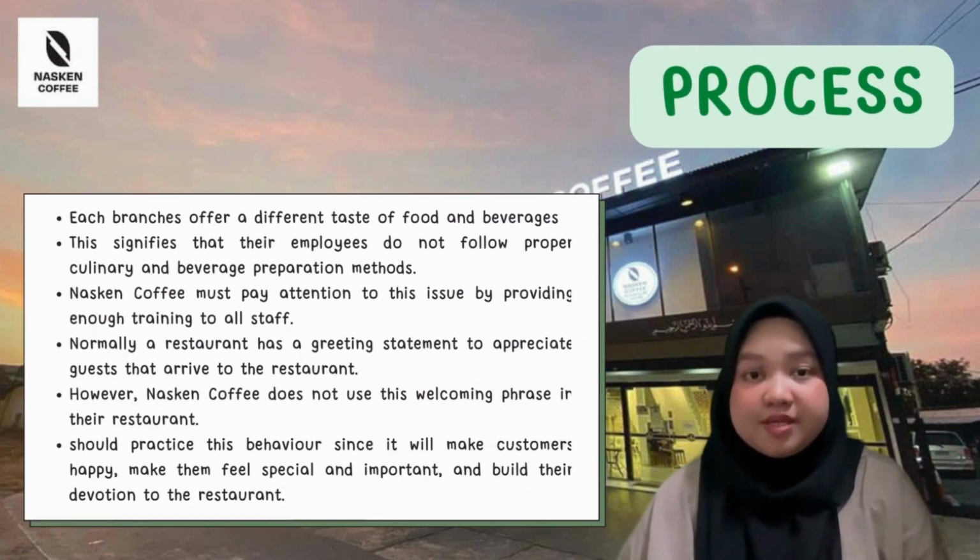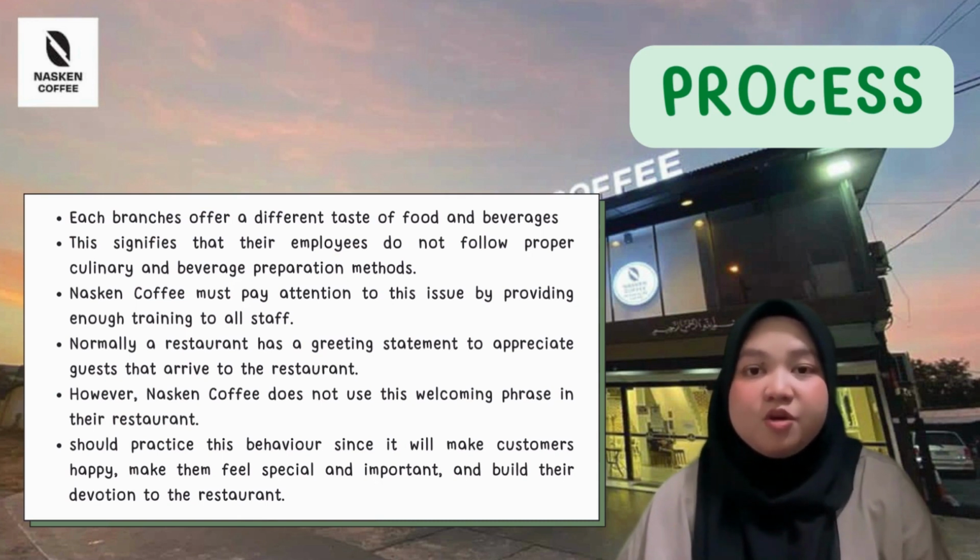Next, for the process, Naskin Coffee has more branches, yet each branch offers a different taste of food and beverage. This signifies that their staff do not follow proper culinary and beverage preparation methods. As a result, Naskin Coffee must pay attention to this issue by providing enough training to all staff.